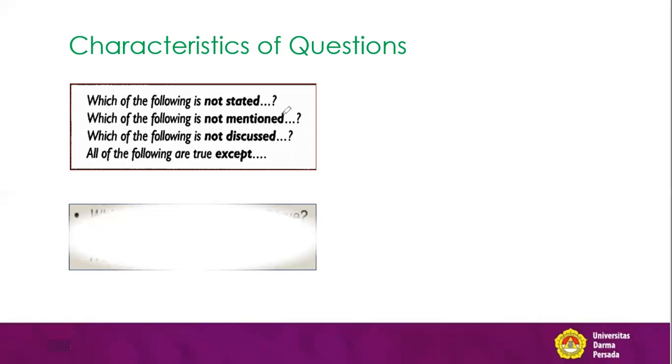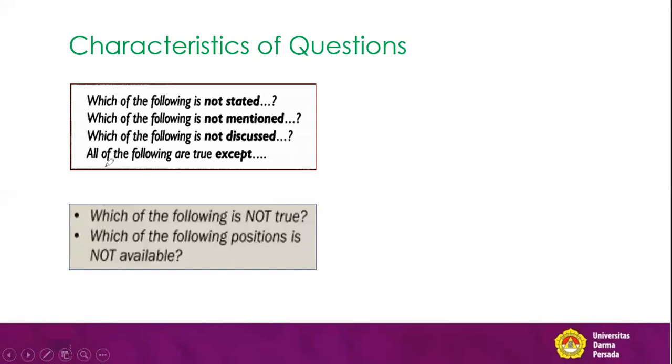What about the other kind of test that is like this? Everybody can see, which of the following is not true, and which of the following position is not available. So these are two examples of questions that you usually find in TOEIC. So this is in TOEFL, and this is in TOEIC.